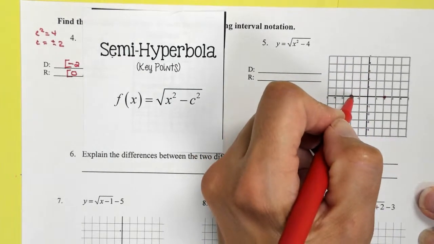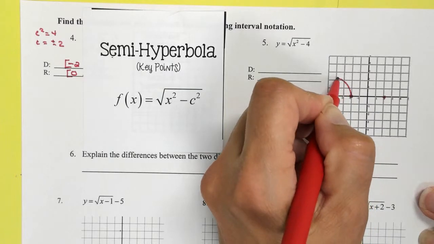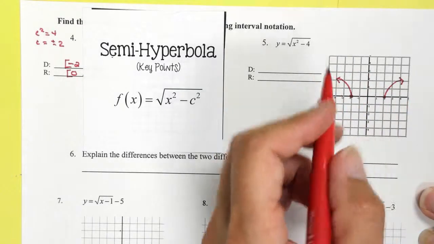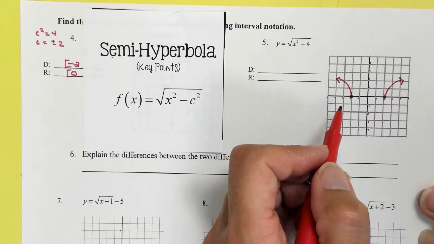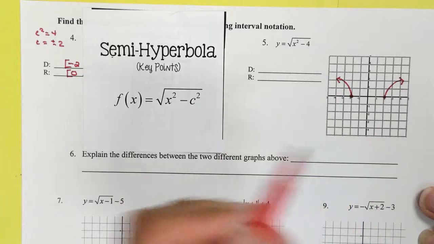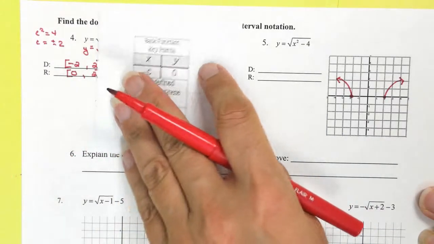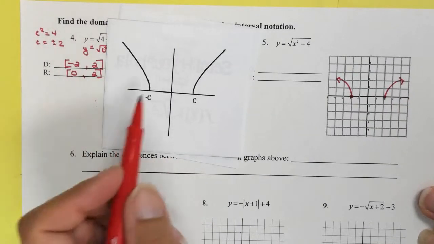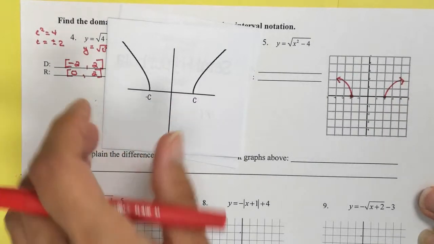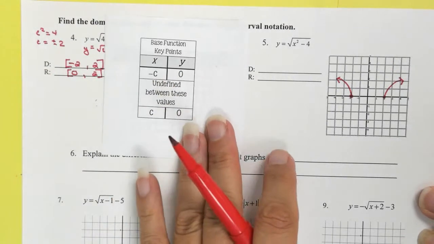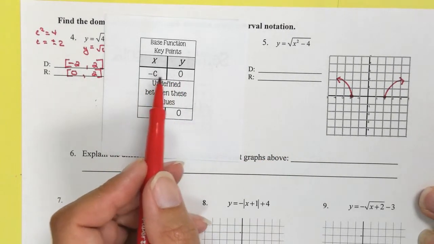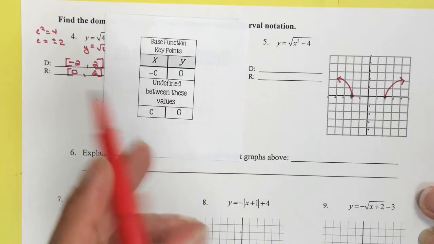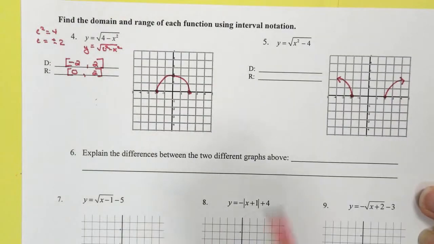What instead happens is that this becomes what we call a semi-hyperbola, so it's half a hyperbola. A hyperbola has 2 branches, and they're just going to point outwards. We could graph more accurate points, but for our purpose, this graph is sufficient. And then we can compare it to our flashcards showing us that general shape, and also the back of our flashcard reminding us of the actual points from c, 0, that it's undefined in between, and now we just need to find the domain and the range.